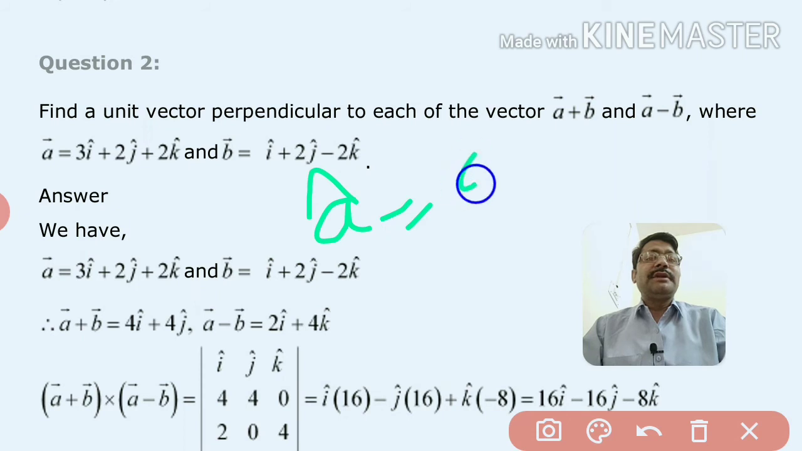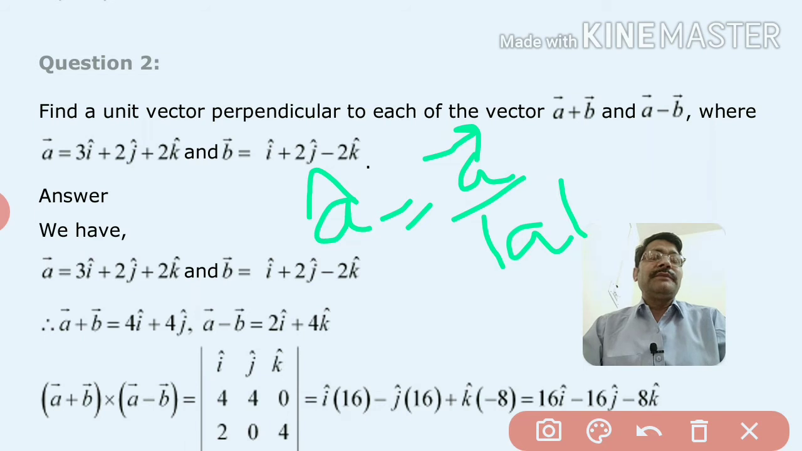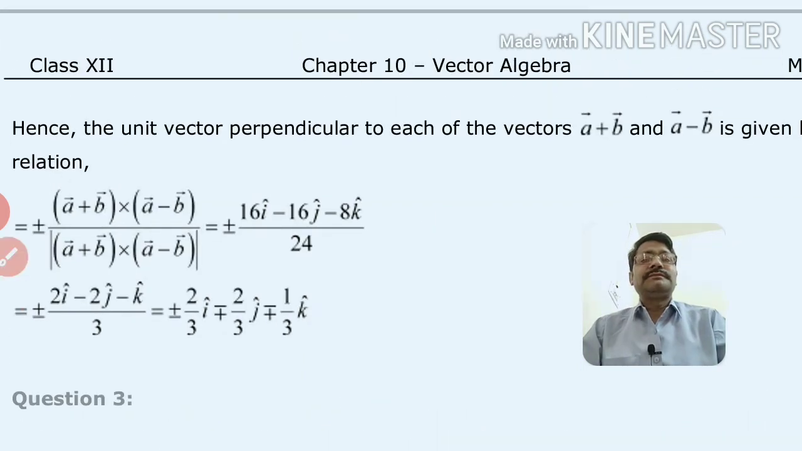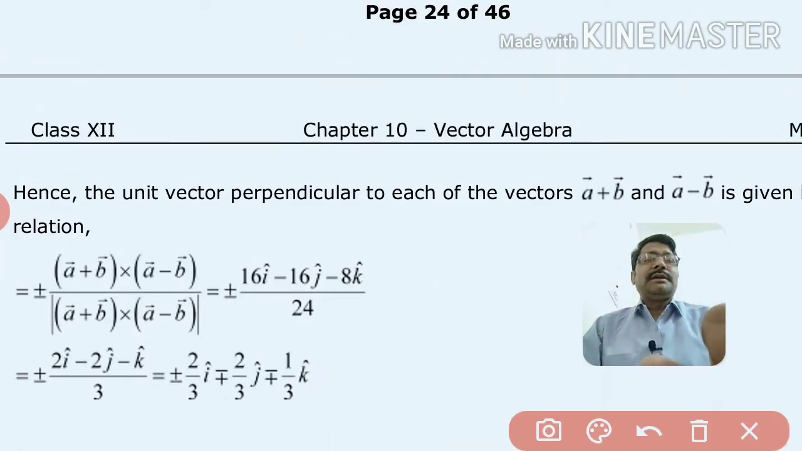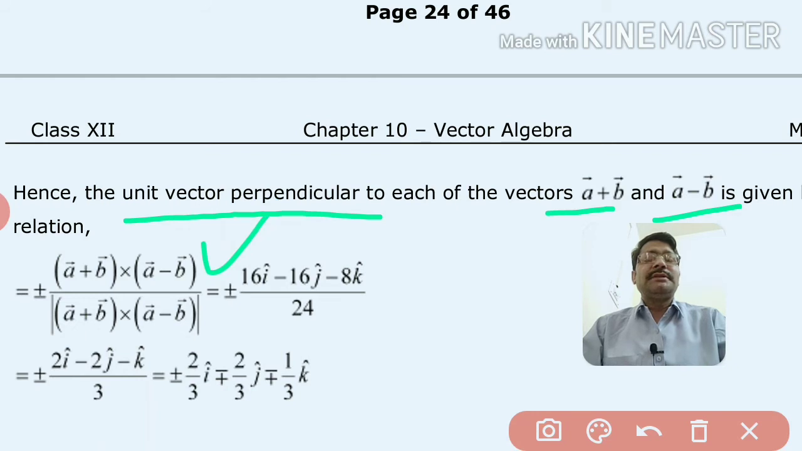Now a unit vector A cap is equal to A upon the modulus of A. That you can write here: the unit vector perpendicular to each of the vectors A plus B and A minus B is given by plus minus (A plus B) cross (A minus B) upon the modulus of (A plus B) cross (A minus B), that you have plus minus 16i minus 16j minus 8k upon 24.